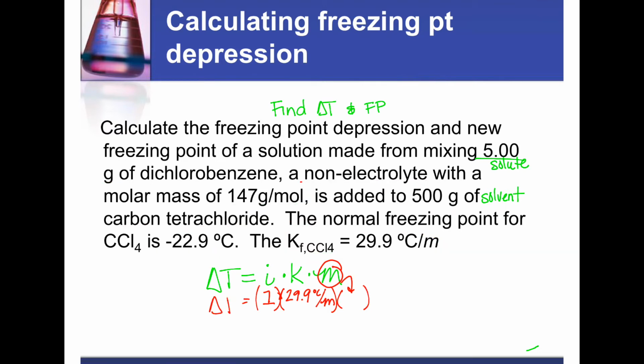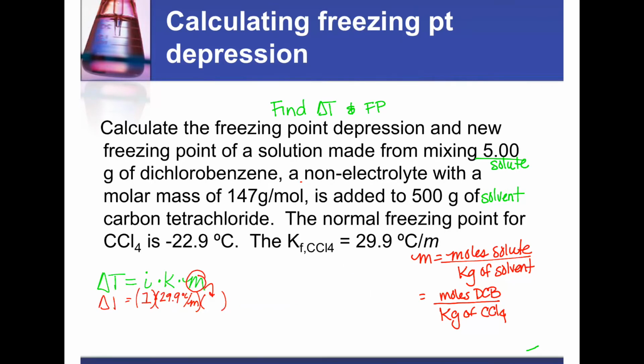All right, we're going to practice our concentration calculations. Remember, molality is moles of solute divided by kilograms of solvent. So in this case, it's going to be moles of dichlorobenzene, I'm just going to abbreviate that DCB, and then kilograms of carbon tetrachloride on the bottom. All right, so we need to find moles of dichlorobenzene first.